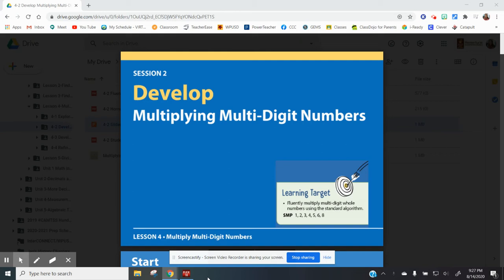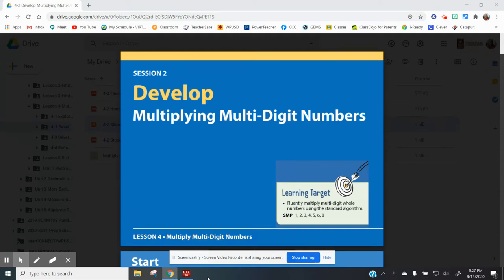Hi, today we're going to be doing lesson 4, session 2. We're going to be working with multiplying multi-digit numbers. Yesterday we focused on multiplying and we reviewed the area model, and then I introduced multiplying with partial products. And so today I'm going to do one more quick review of the area model, and then we're going to move into the partial product model.